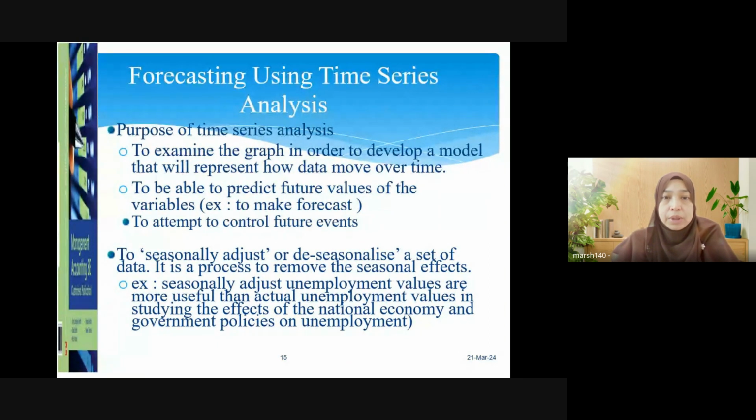So what are the purposes of time series analysis? The first one, we examine the data so that we can develop model that will represent how data move over time. And then second, of course, predict our future values of variables so that we can forecast our sales volume. And then to attempt to control our future values.